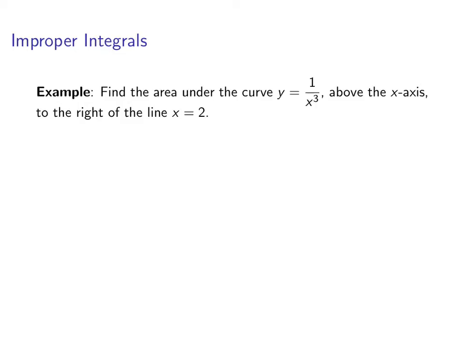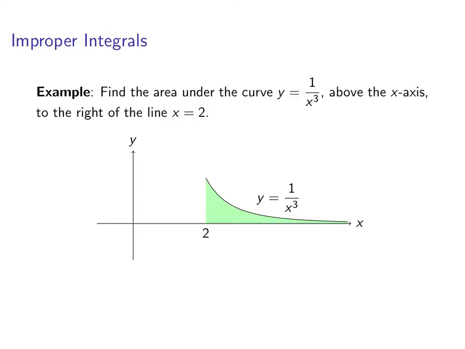Hello, calculus fans. Let's find the area under the curve y equals 1 over x cubed, above the x-axis, and to the right of the line x equals 2. Well, let's take a look at the picture. So we're looking to compute the area of the green region, and notice that we're saying to the right of the line x equals 2, but we're not giving a rightmost bound on this region. So this green region really extends infinitely far to the right.